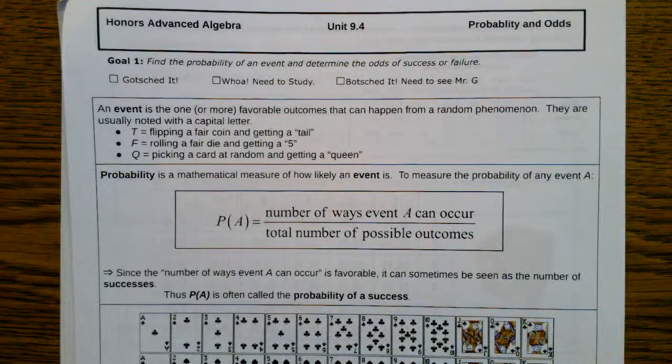All right, ladies and gentlemen, we are ready to get started with Unit 9.4. We have probability and odds. So that's our goal for today. We're going to find the probability of an event and determine the odds of success or failure.